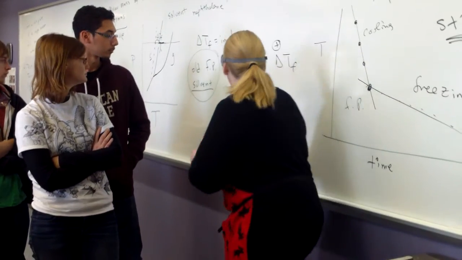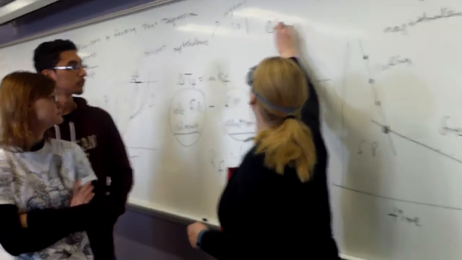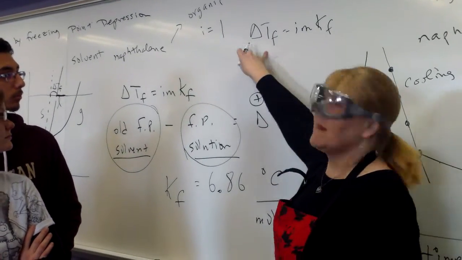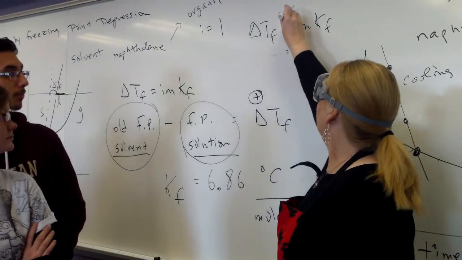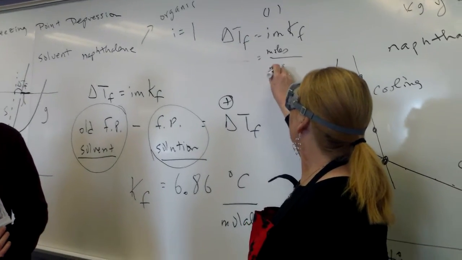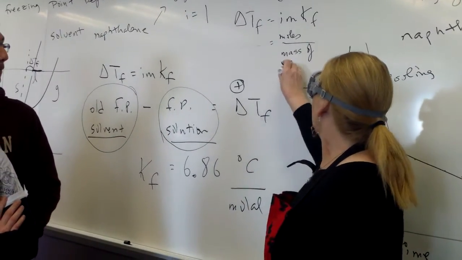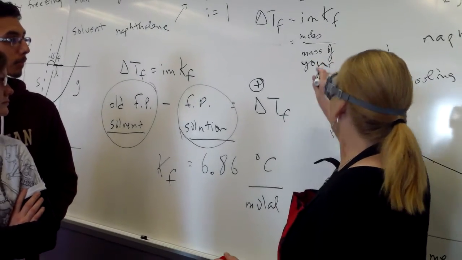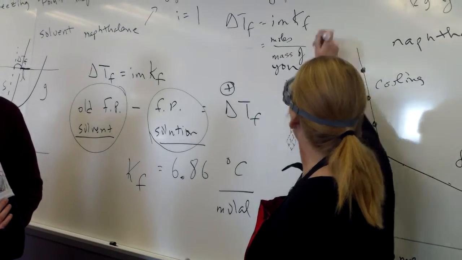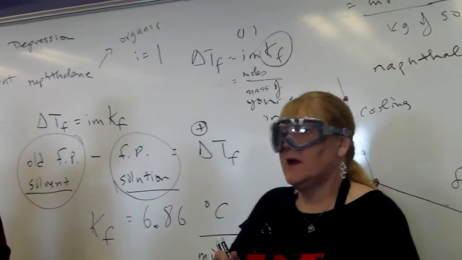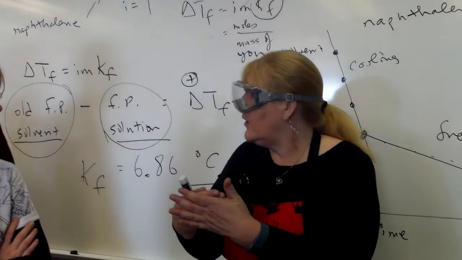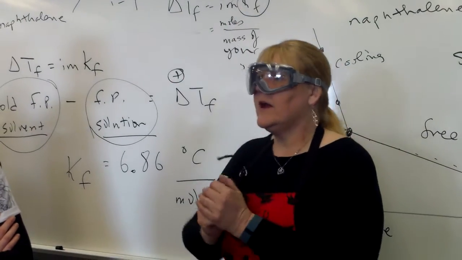We go back to the equation, and we know that delta T sub F is equal to i m K sub F. So what are we going to plug in? Delta T. i is 1. Molality is moles over the mass of your solvent in what units? kg. In kg. Solvent in kg. And then you're going to multiply it by K sub F. Solve for moles. Take the grams that you weighed out of your solute, your unknown, divide it by your moles here, and you've got it.